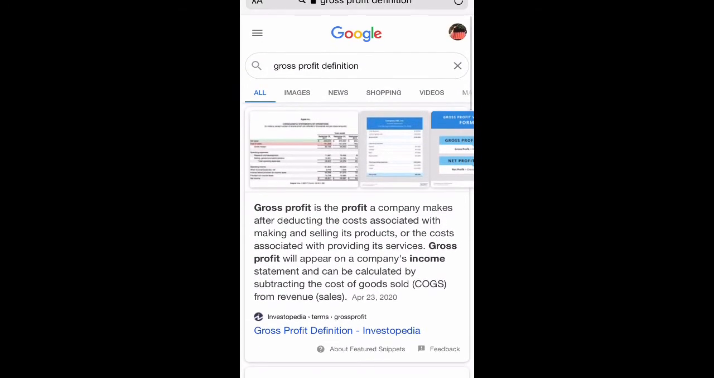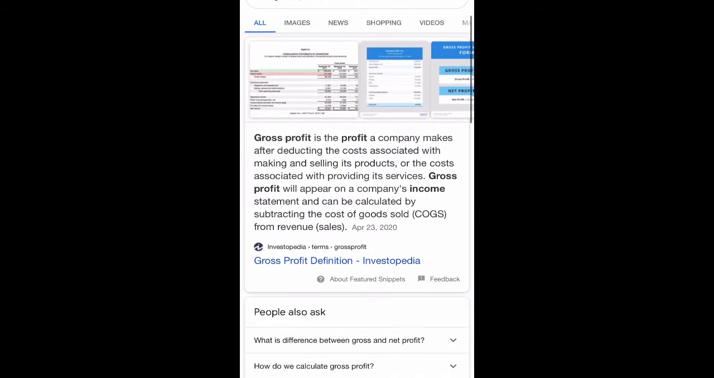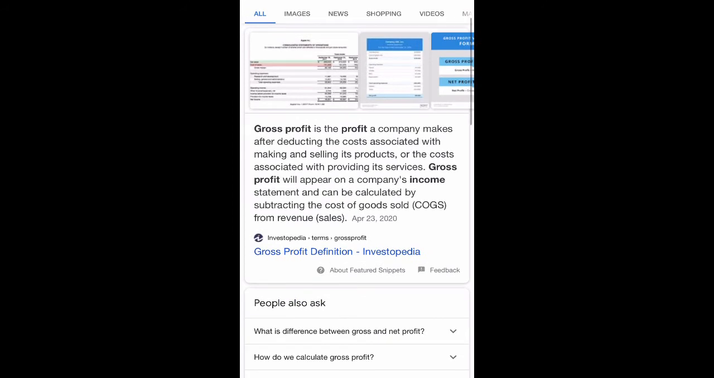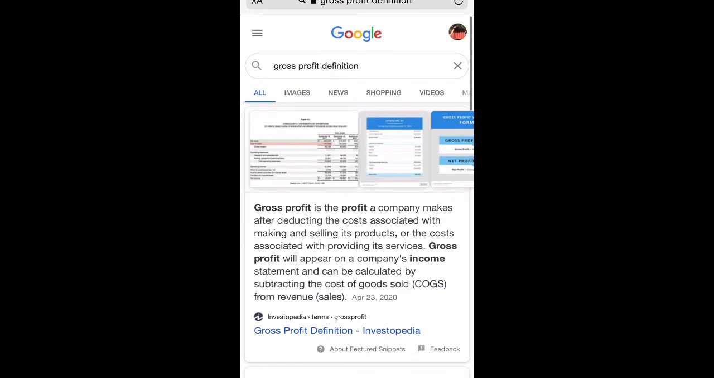Okay, so here is the gross profit definition. Gross profit is the profit a company makes after deducting the cost associated with making and selling its products, or the cost associated with providing its services. So there you go, that's the definition. I hope that makes sense.